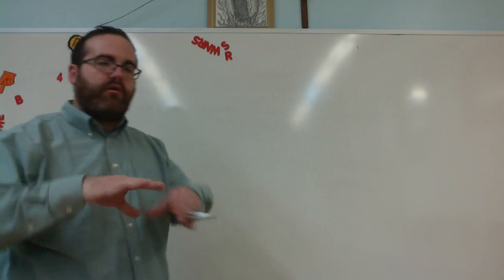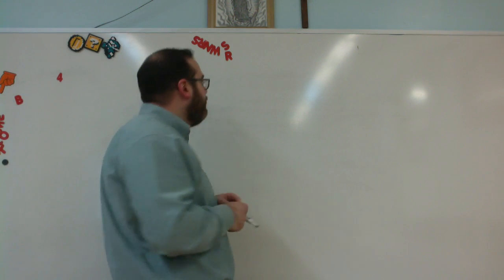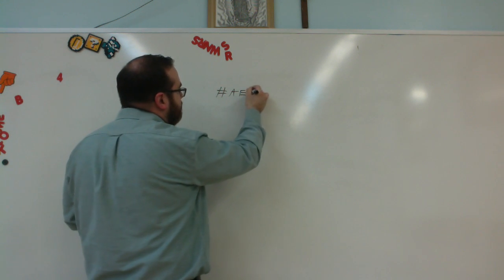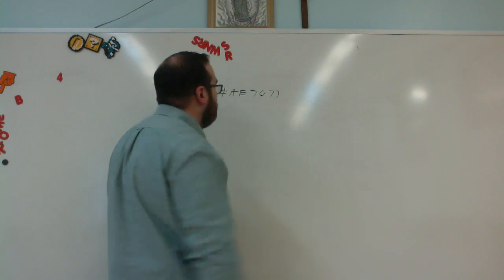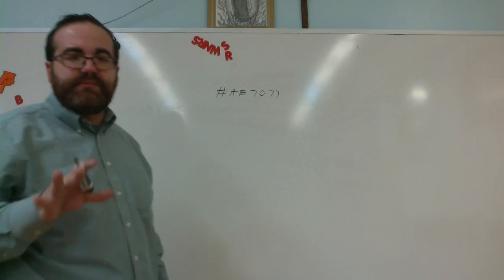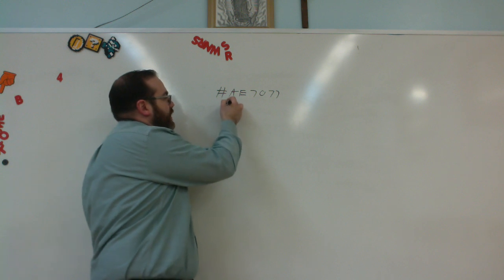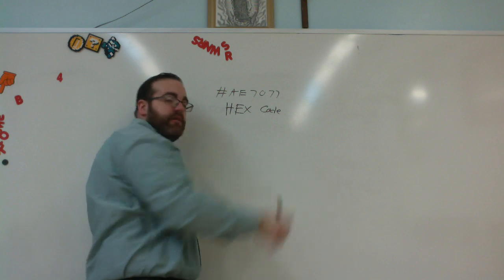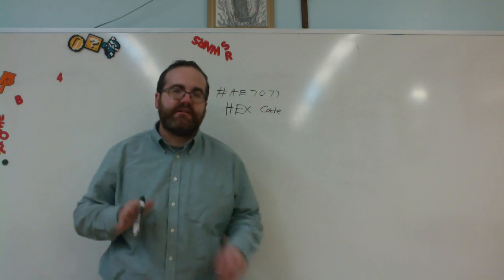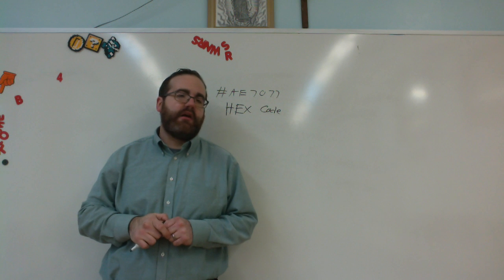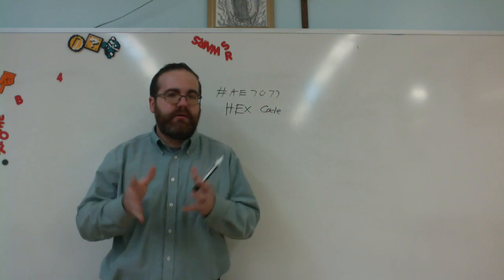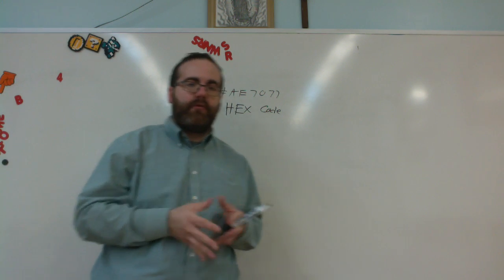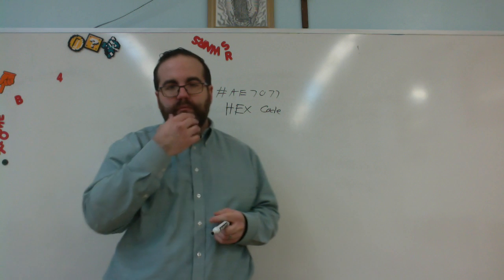So that little code that we had an example of up on the board, I just made it up. This code has a very specific name, and it's called a hex code. Now what a hex code allows us to do is take a number that is bigger than what we can normally work with, but still get it down to a format that we can work with.